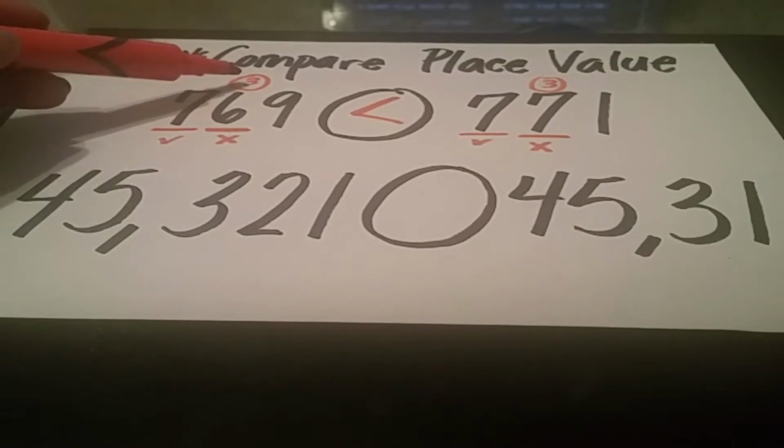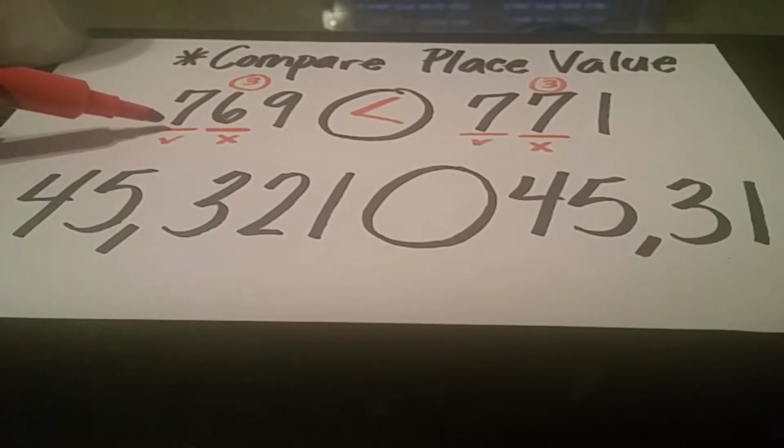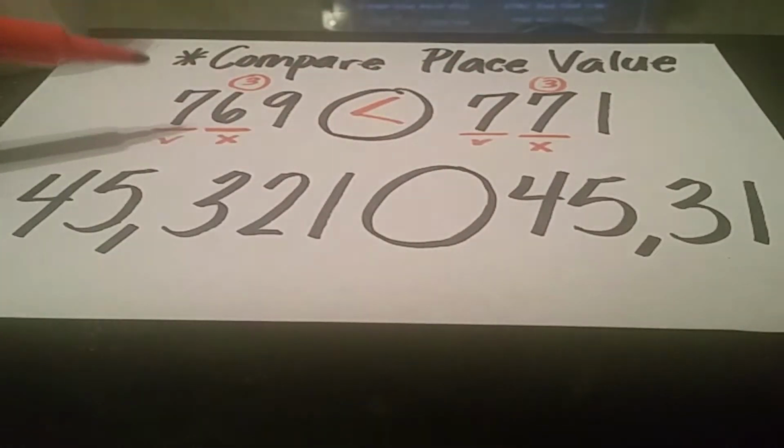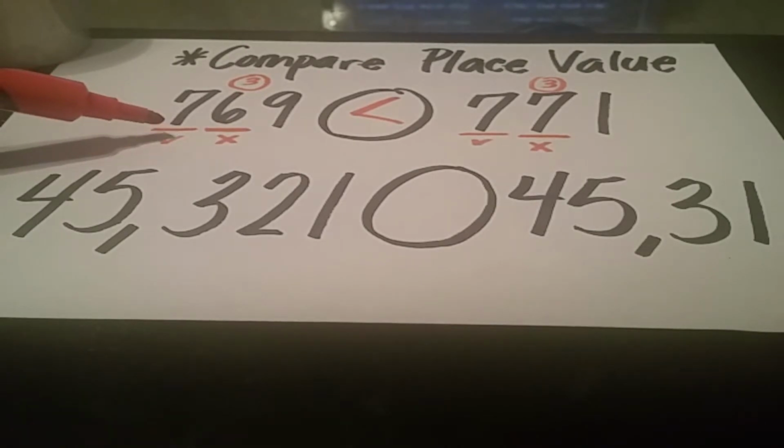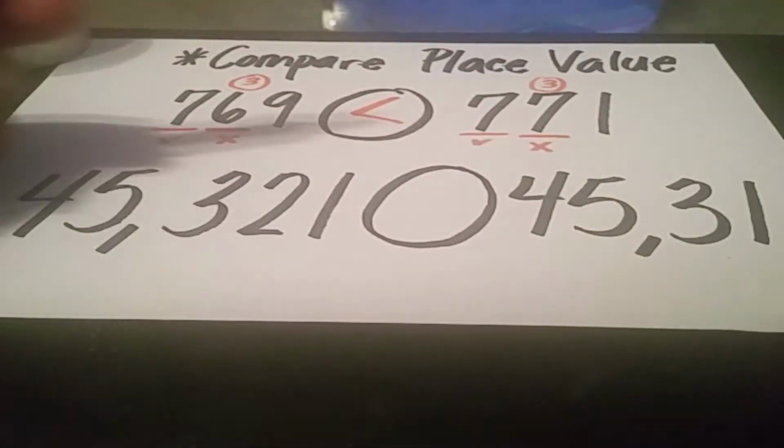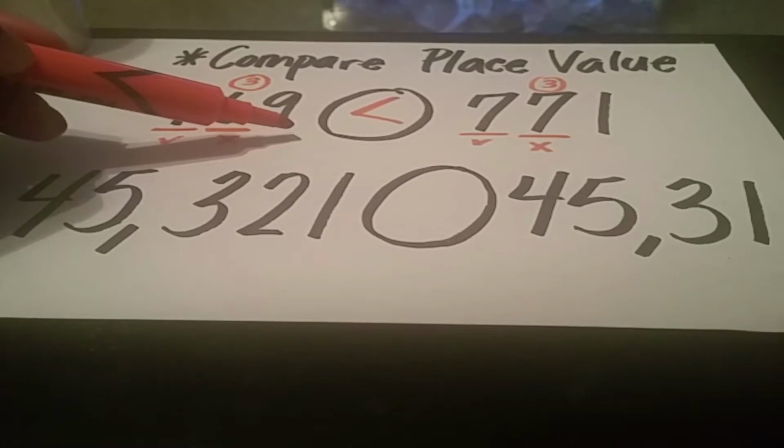Look how I did that. I counted my digits. Then I went place value by place value, starting from the left, working to the right. I didn't start from the ones place.